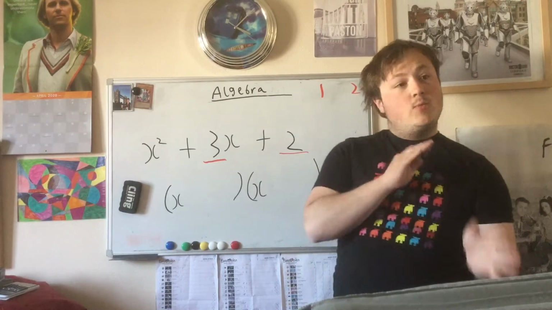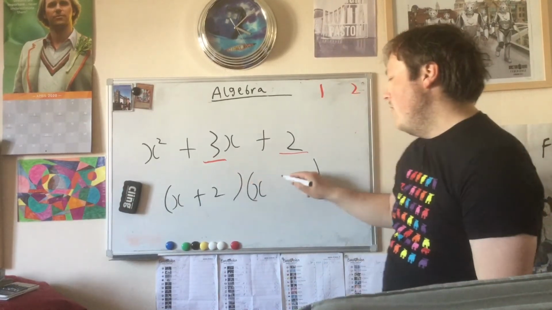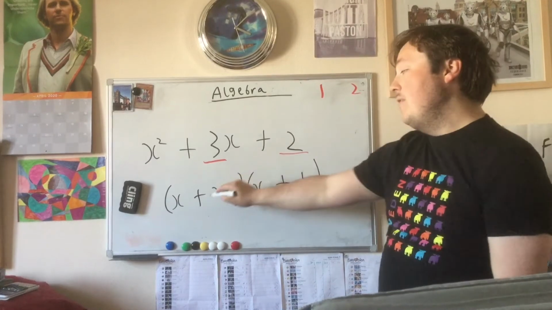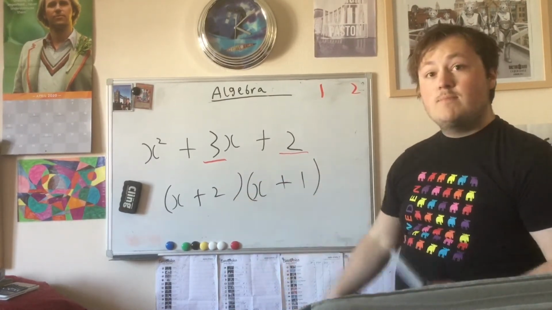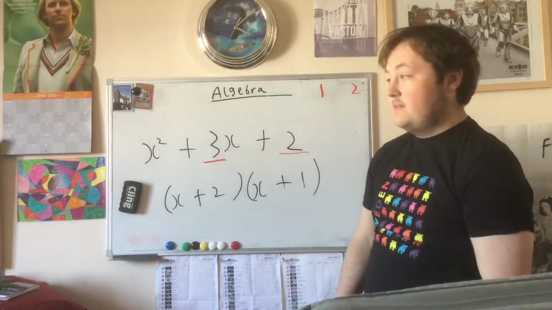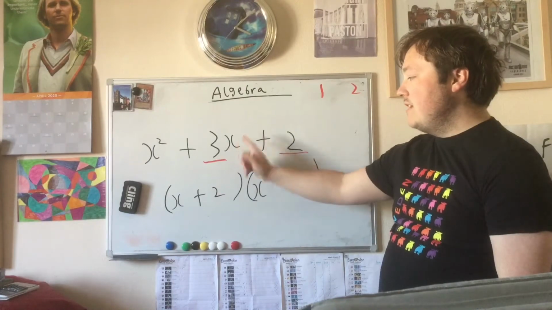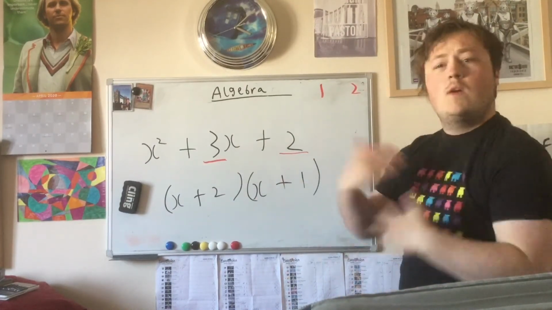Does it matter which way we put them in the brackets? No. So you could put a 2 here and a 1 there, or you could put the 1 there and the 2 there. It doesn't matter. But when you then expand those brackets, you will get that. And that's how we factorise quadratic problems. Whenever we factorise problems like this, that's how you do it. Let me show you another example, just so we're on the same page.